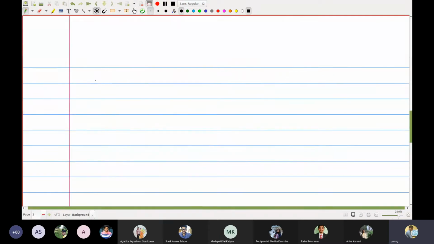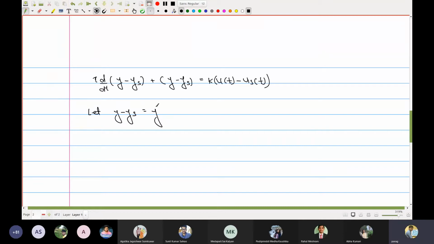So if that happens, what can I do? I can write tau times d/dt, and I will subtract the two equations. So this will become y minus y_s plus, what was the coefficient? Just 1. So y minus y_s equals K times u(t) minus u_s(t), right? And then I say let y minus y_s equal y star, and this is called the deviation variable.